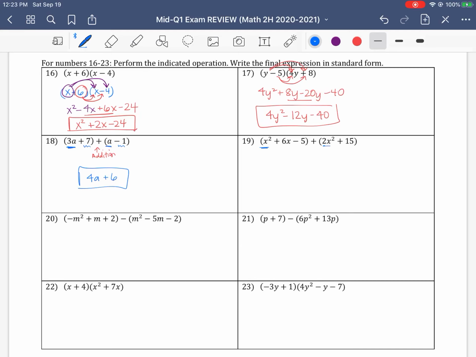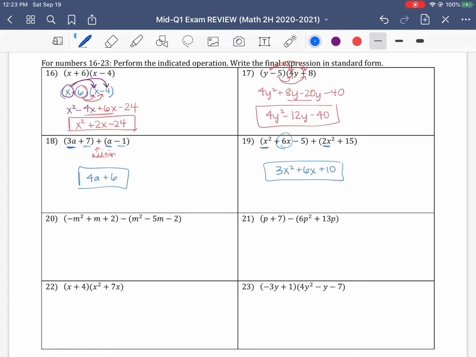19, also addition, so x squared plus 2x squared would be 3x squared. We've got a 6x that doesn't combine with anything, so we just bring him down. And then negative 5 and a positive 15 would leave us with a positive 10.